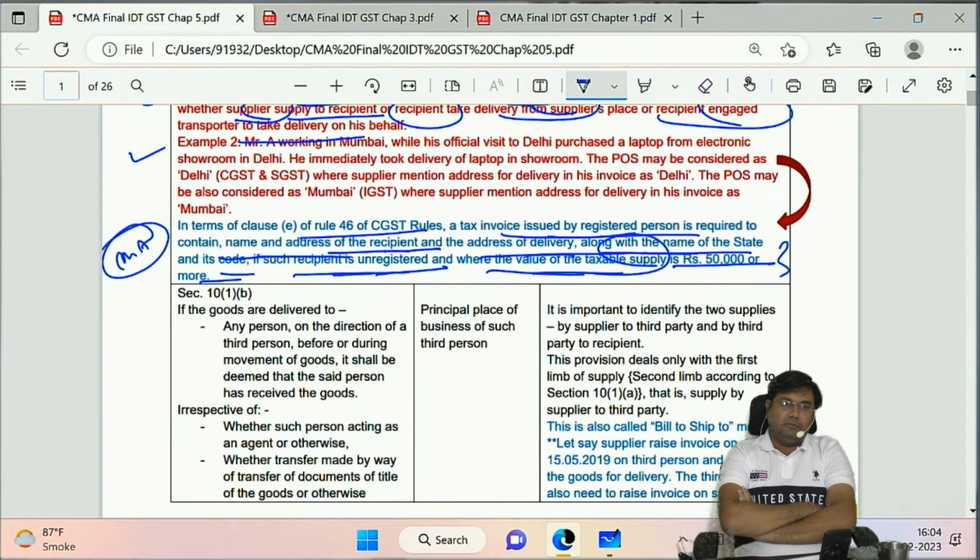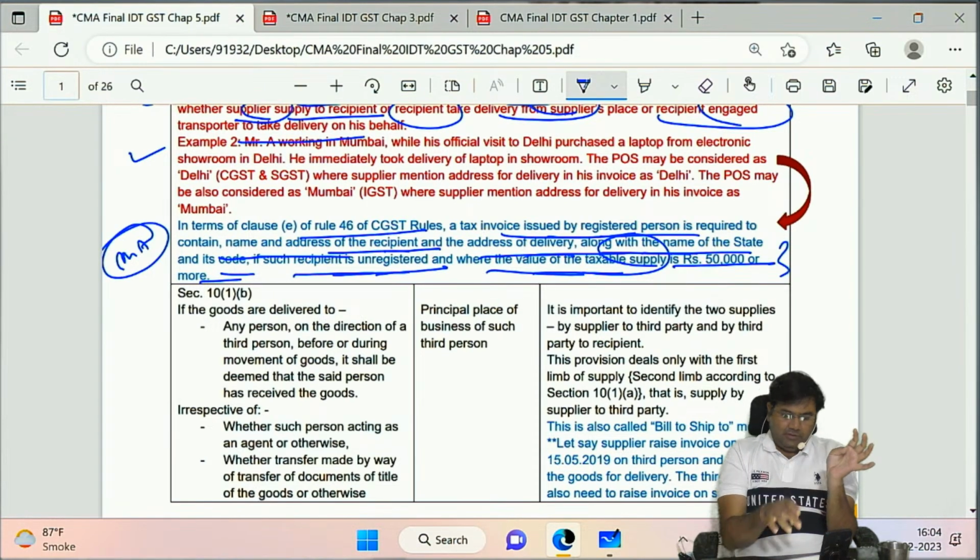Okay. Now the shopkeeper needs to ask you, sir, your address, where you are going to take it, and he is going to mention it in the bill. Mr. X, Chennai. So now the place of delivery is what? Now you are going to take that.